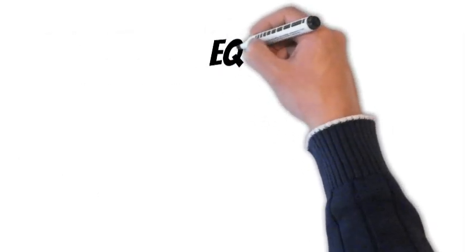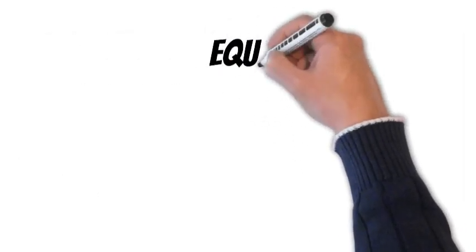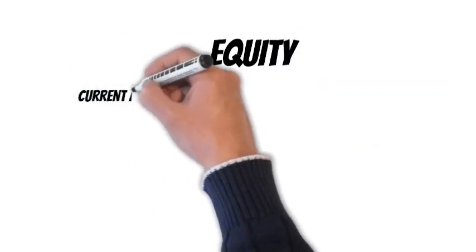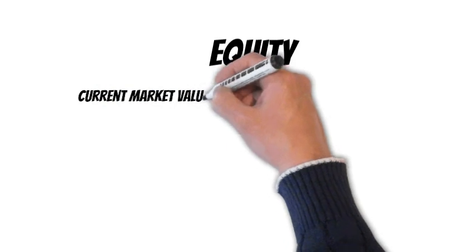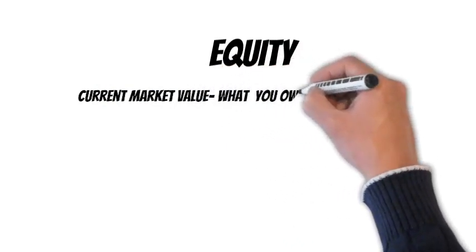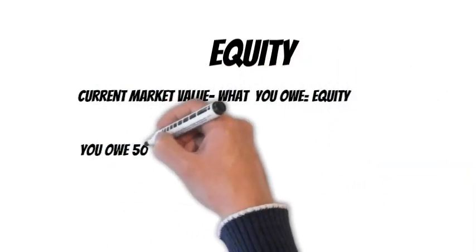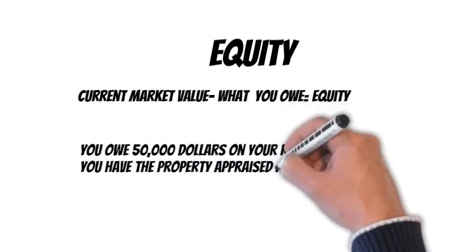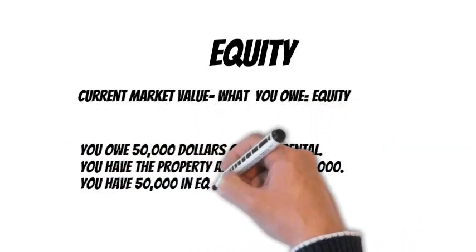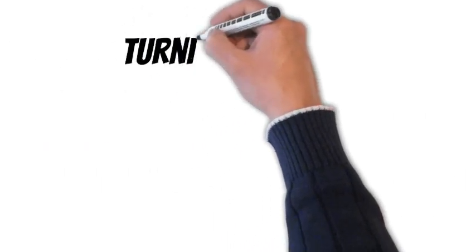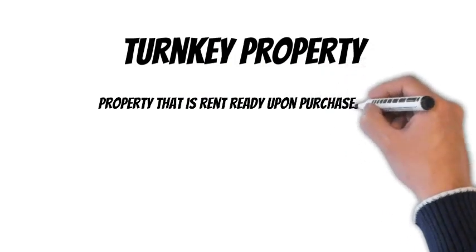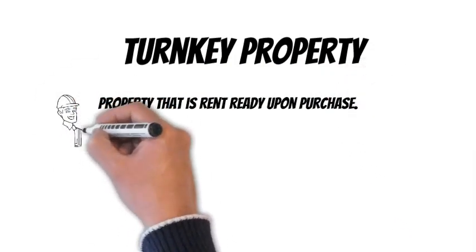Equity, which is another cornerstone of real estate investing. Basically, what you do is you take the current market value and you subtract what you owe. That gives you your equity. So let's say that you owe $50,000 on your rental. You have the property appraised and it hits $100,000. You now have $50,000 of equity in that property. Turnkey property. This is a property that is rent ready upon purchase.